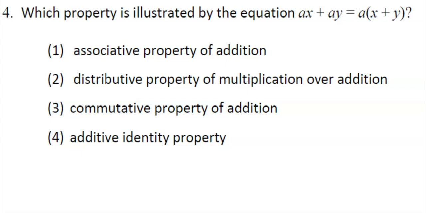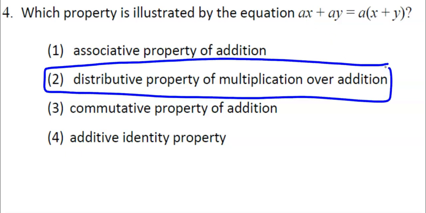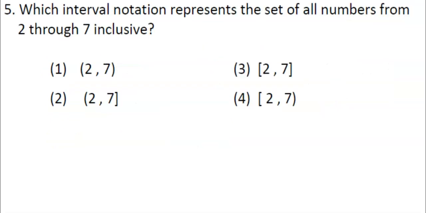Question number 4. Which property is illustrated here? This is the distributive property of multiplication. That is how this side has parentheses and this side does not.